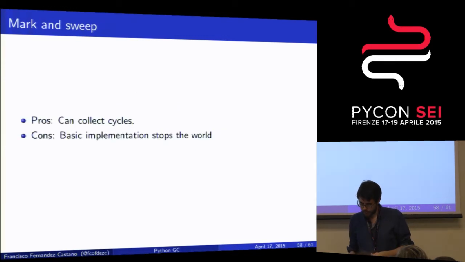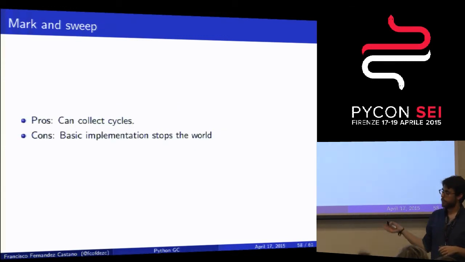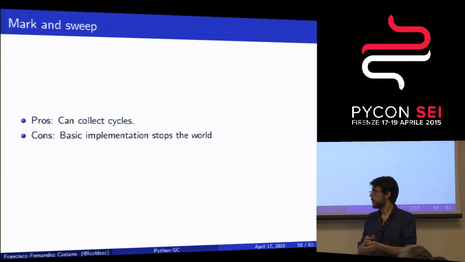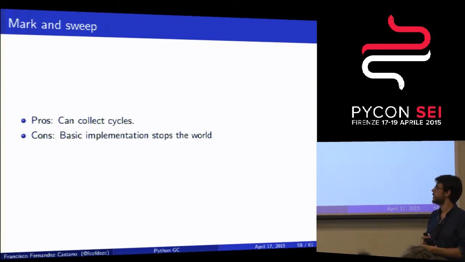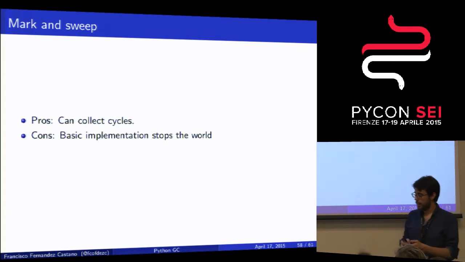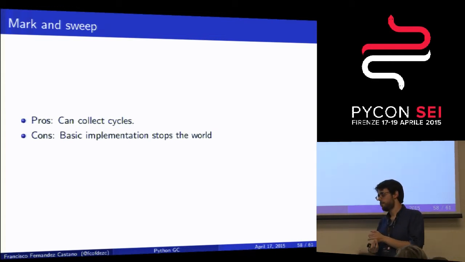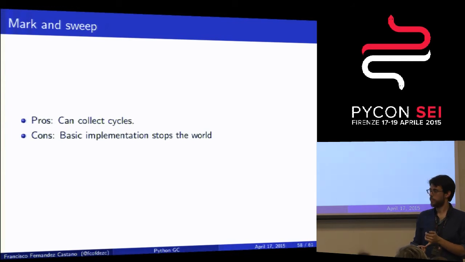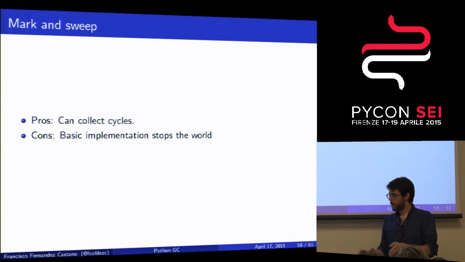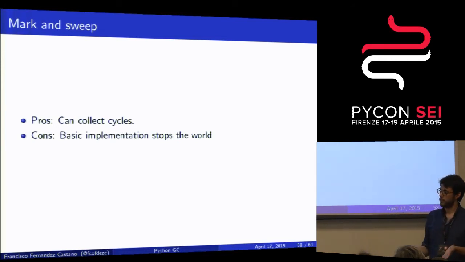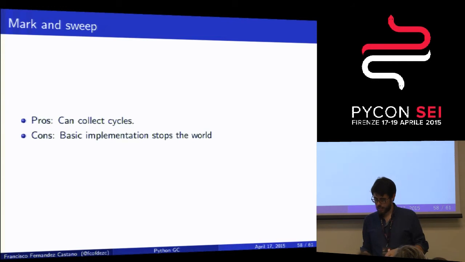And well, the pro of this approach is that it can collect cycles by default. We're just traversing a graph. And the drawbacks: basic mark and sweep implementations stop the world. So it means that when we are doing a major collection, our program is stopped. So this is a drawback.